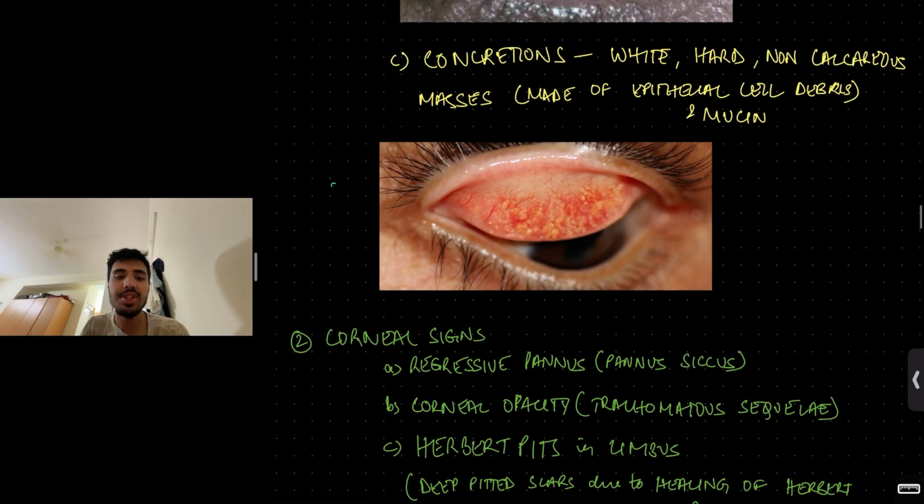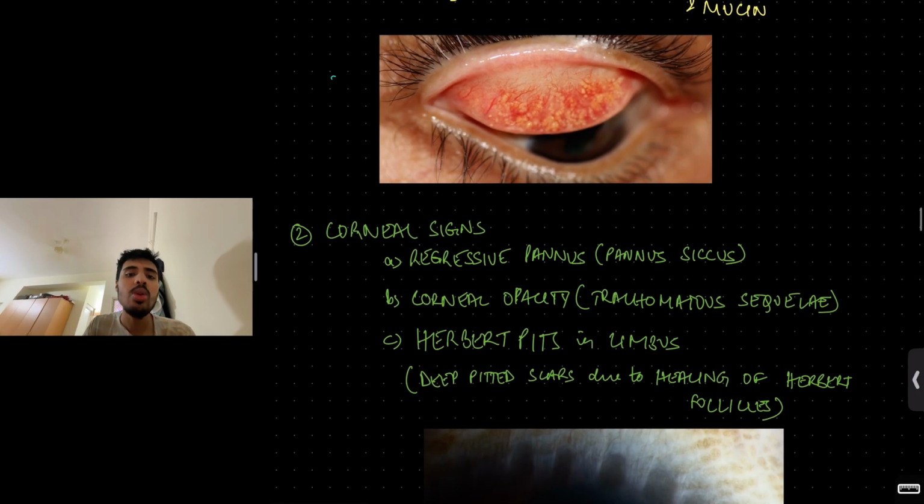What are concretions? Concretions are the white, hard, non-calcareous masses made of epithelial cell debris and mucin in the conjunctiva. No, it is not calcific. Yes, it is hard, it is white, but it is not calcium. It is just made of dead epithelial cell debris and mucin.